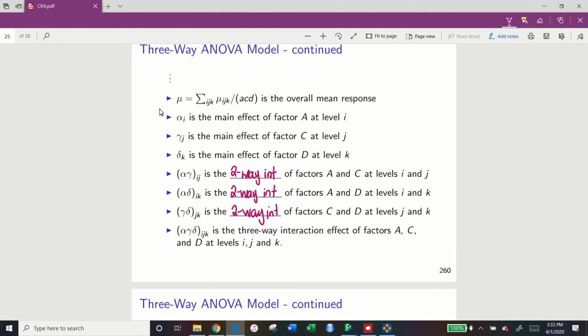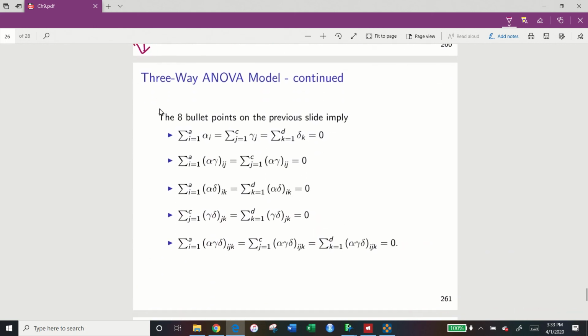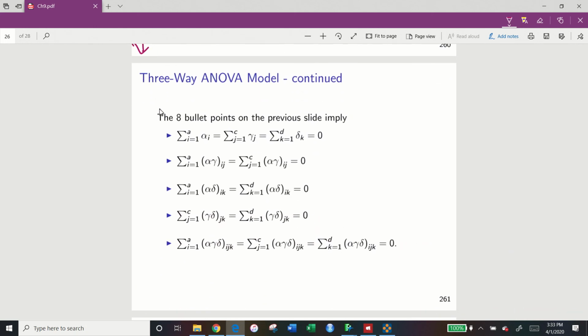And these 8 bullet points here all imply that the summation of i equals 1 to a of alpha i is equal to the summation of j equals 1 to c of gamma j is equal to the summation of k equals 1 to d of delta k is equal to 0, and that the summation of i equals 1 to a of alpha times gamma ij is equal to the summation of j equals 1 to c of alpha times gamma ij is equal to 0.